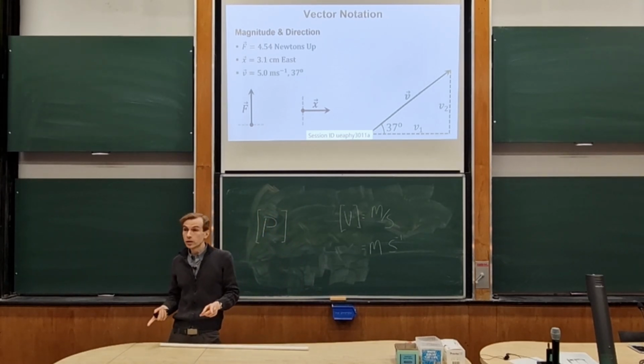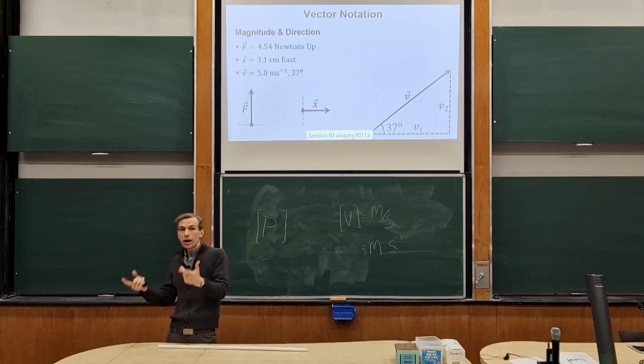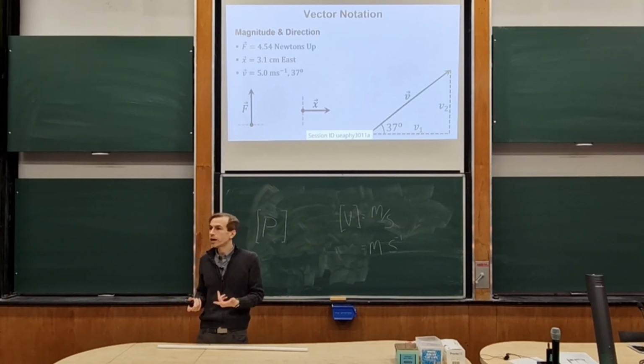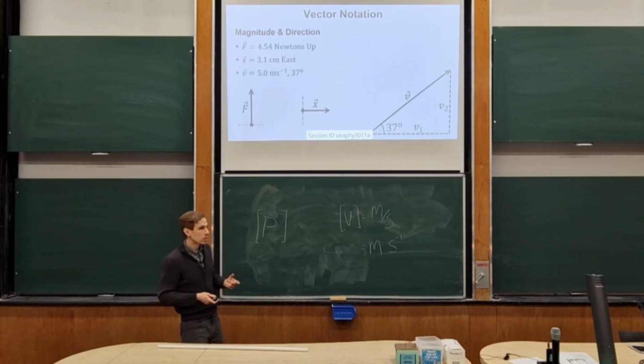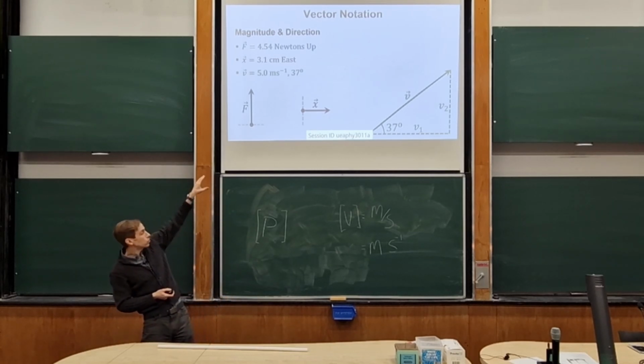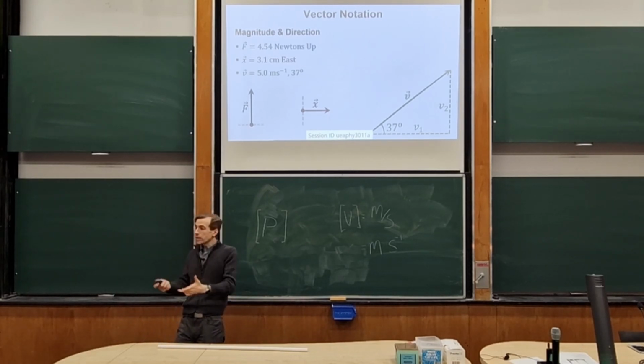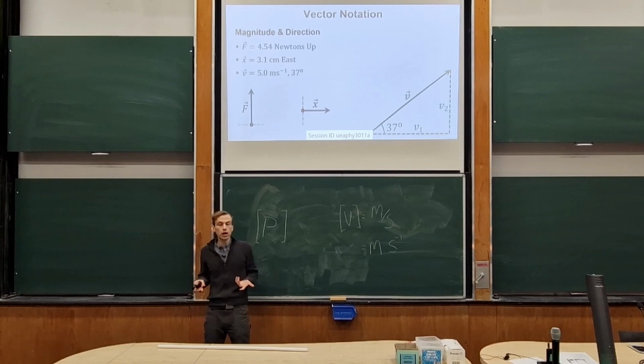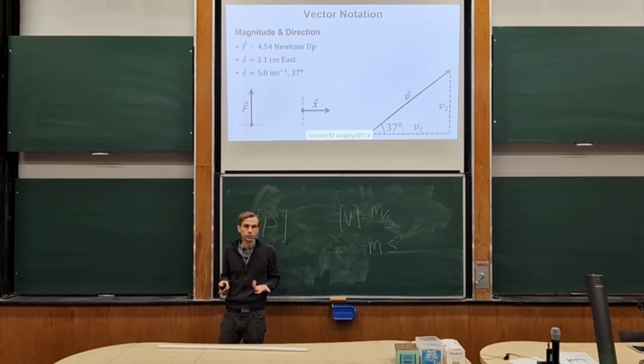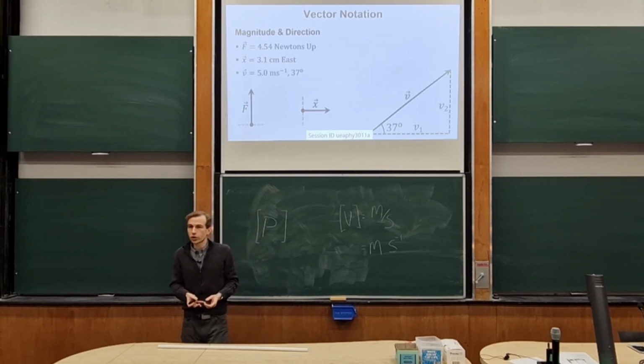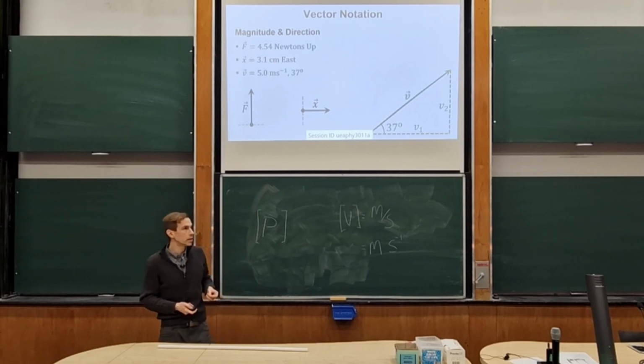These components are actually a very useful way to write down vectors. So whereas here we have a magnitude and direction, we can write out the exact same vectors, but instead of a magnitude and direction, we can write the vectors in terms of their components. It's probably easiest if I just show you some examples and you can see what I mean here.